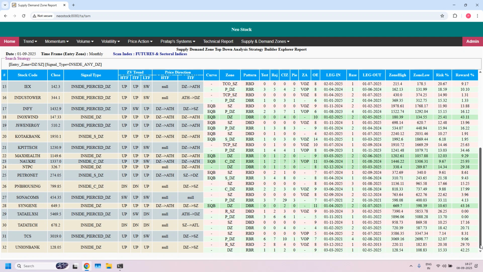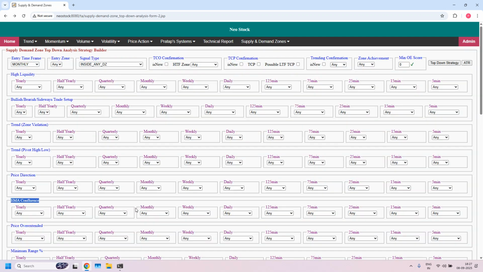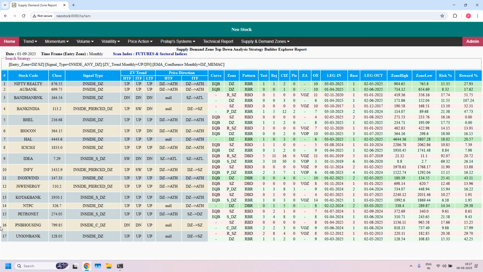We can further filter this list based on monthly demand zone having monthly EMA confluence. Also trend on the monthly should not be sideways. So we got 17 stocks.